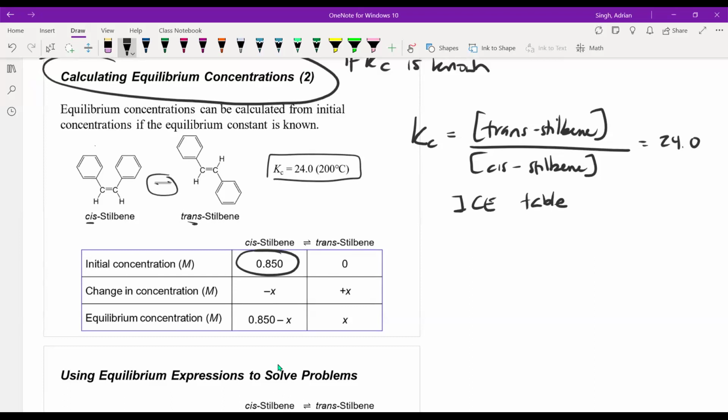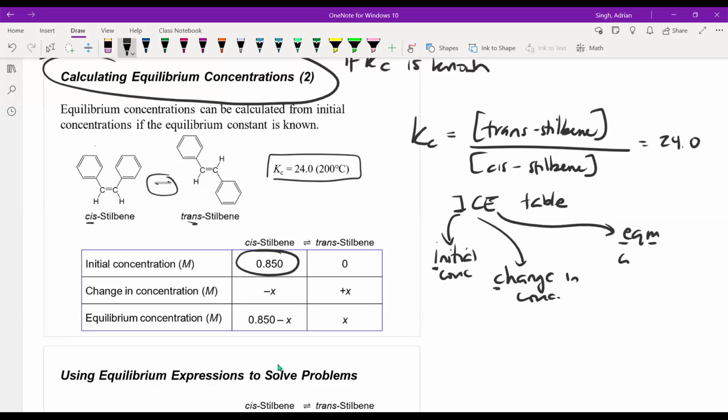Okay, and this ICE table will allow us to calculate different concentration values that we can then use to determine our equilibrium constant if we needed to do that, or we can find any of the other unknowns. So the I here stands for initial. That's the I. The C stands for change in concentration. So this is initial concentration. This is change in concentration. And then the E here, as you can probably guess, stands for equilibrium concentration.